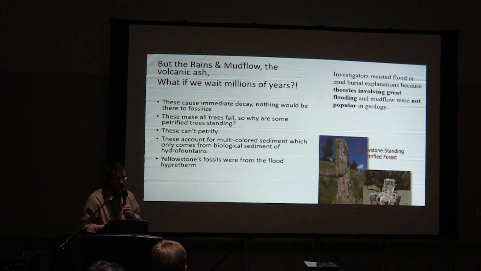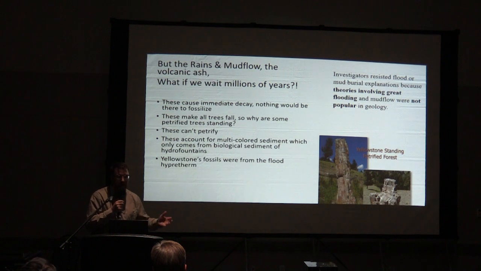We've got these standing trees, which is really weird, because when a tree dies, it's going to get knocked over easily if it doesn't fall over on its own. And if you've got all this ash and mud flow coming in from a volcano, which supposedly buried this, you're going to knock that thing over. So, standing petrified trees. Okay? Mystery. Not so much, though, when you consider that the fossilization happened at the flood, which you didn't have to wait around to die. It just happened. Right then.